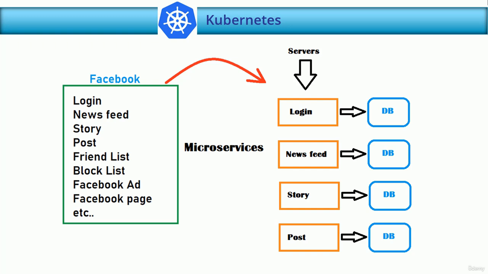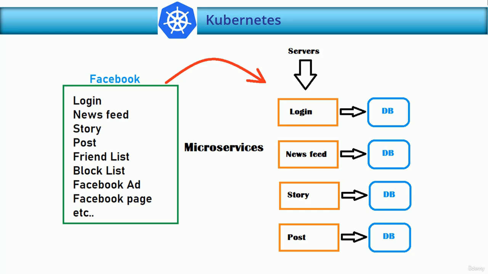Suppose in future I want some changes in the login feature of the application. Your developer will go to that server, make the changes, compile and recreate it, and deploy it on the server. It won't affect your other microservices, because the other microservices are working independently on other servers, each with its own storage and DB. So this is a big benefit.